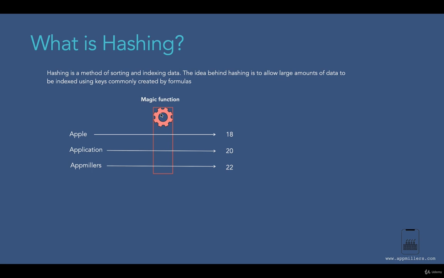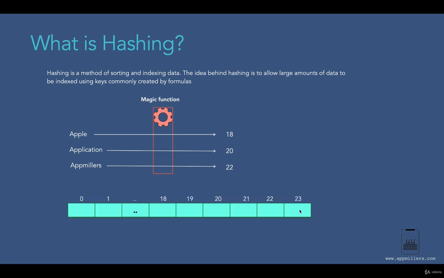Now the next step is we have to store these numbers into some data structure. So we are going to create an array in which, for example, for this case, we will have 23 cells. Now the next step is by using these numbers that we get from the magic function, we are going to insert these strings to these indexes. So for apple, we have got 18, so this means that apple will be inserted at the index of 18. For application, we have got 20, so application will be inserted at the index of 20. And for appmillers, we have got 22, so the word appmillers will be inserted at the index of 22.